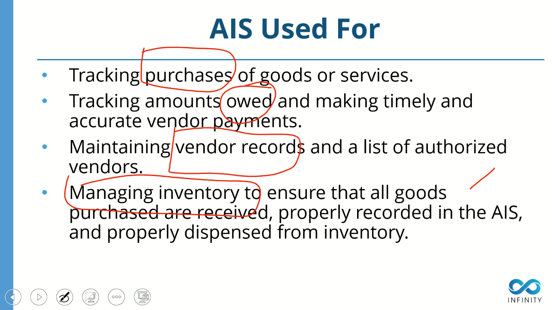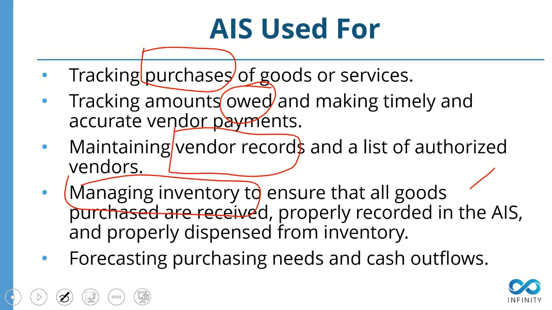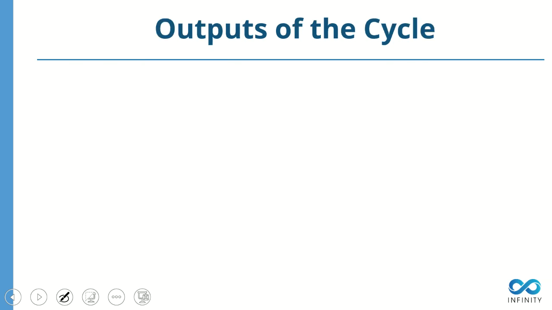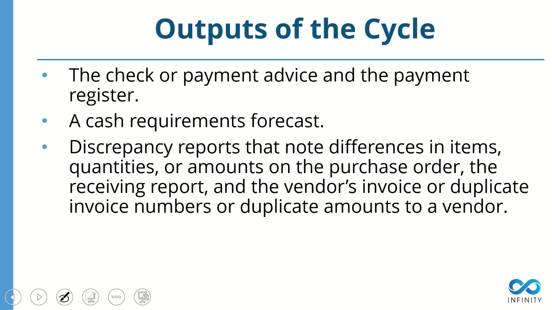For all this information we can use AIS, and even for forecasting your purchases. So you will have the output if you have AIS to handle your purchases. You will have a check or payment advice and the payment register. You will have a cash requirement forecast.